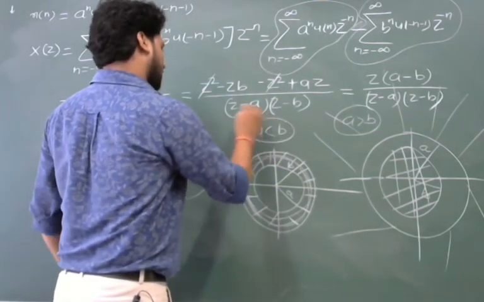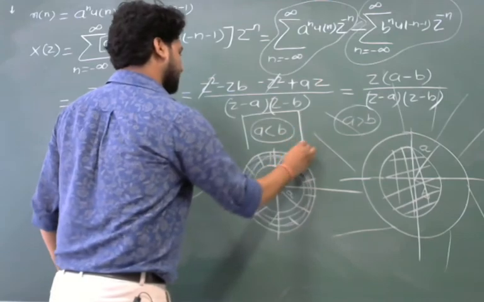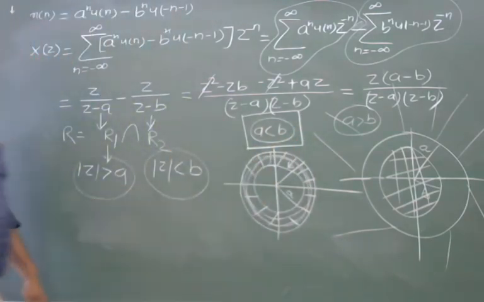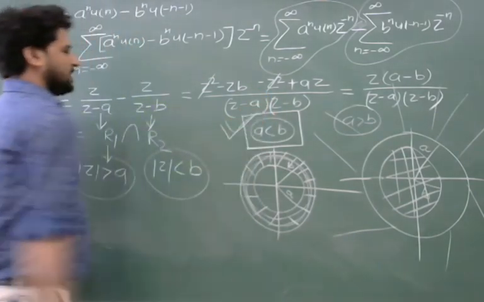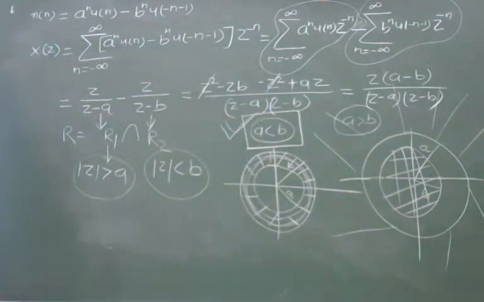So the Z transform for the given sequence will exist only if A and B satisfy this condition, that A should be less than B. It is an important condition for the existence of the Z transform of the given sequence. So this is a circular strip for the existence of the Z transform of the given sequence.